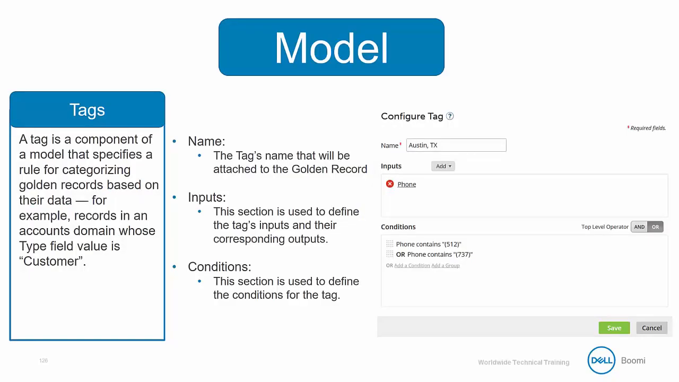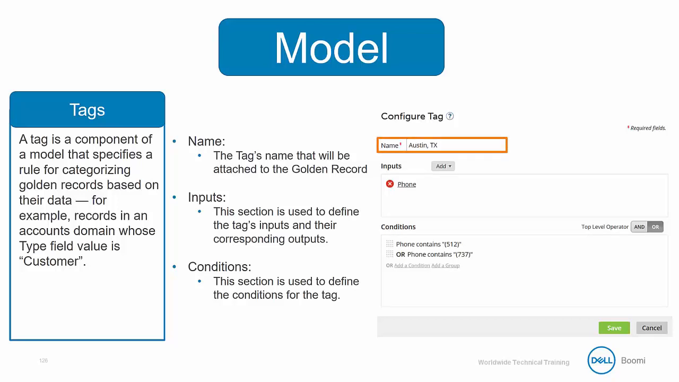A tag is a component of a model that specifies a rule for categorizing golden records based on their data. Essentially, we can group together golden records based off of a specific piece of data found within any golden record. We can see an example of a tag on our screen now. A tag is made up of three parts.